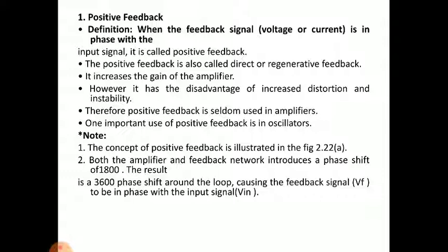Obviously we have seen the derivation also. AF is equal to A by 1 minus A beta for positive feedback. It will be a little bit confusing. In positive feedback, we apply the signal in plus, but in the derivation we get the final output AF equal to A by 1 minus A beta.